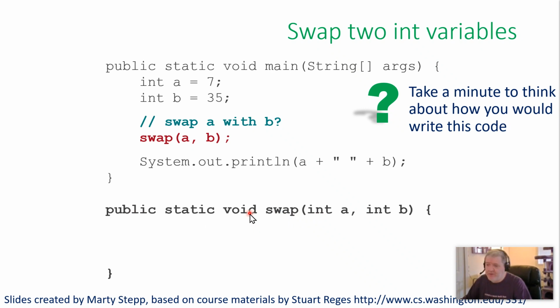So I could decide to return one value, but here, if I want to swap A and B, there's no point in me returning anything at all. I'm just going to do the swapping, right? So here are the parameters I receive, A and B. And how do I write this?